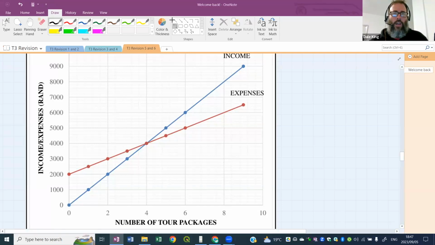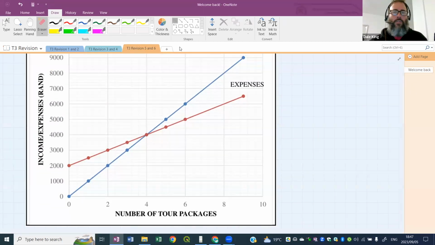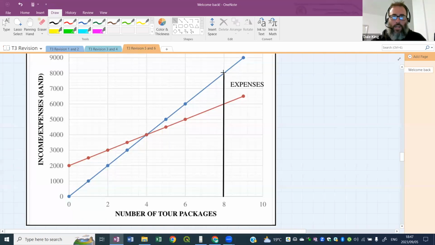Let's have a look. Okay, so if the tour packages are 8, where is 8 tour packages? Down here on the x-axis. What is the income? So which means we've got to use the income line, the blue line. Let's just check the question. Determine the income of 8 packages. Yes. So we're using 8 packages and the income line for this. So I'm going to go straight down from number 8 and I'm going to go up to the income line. And then I'm going to go across to the y-axis and we can see that it hits at 8,000.